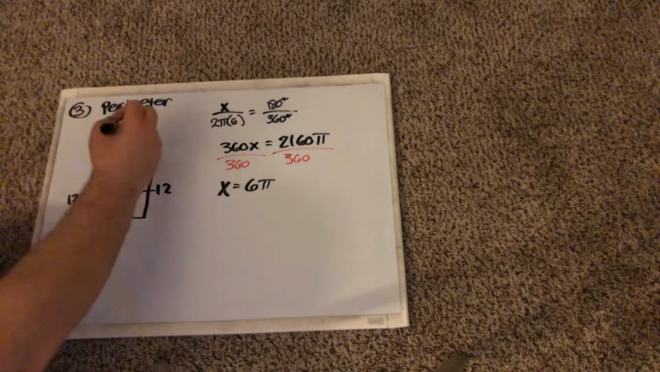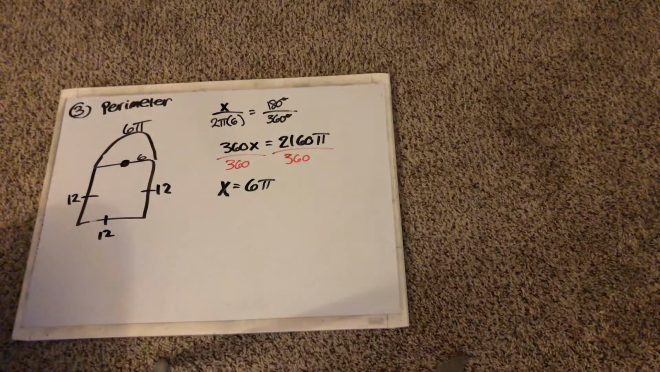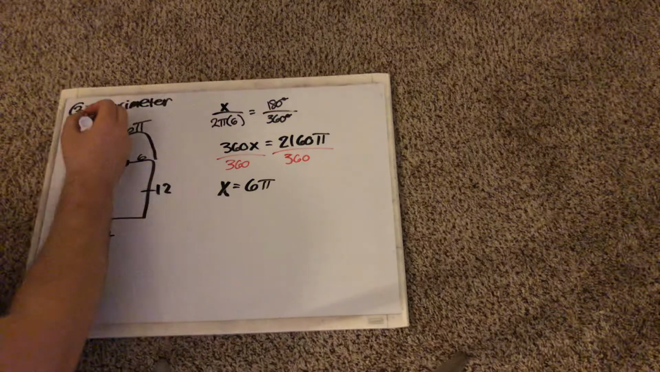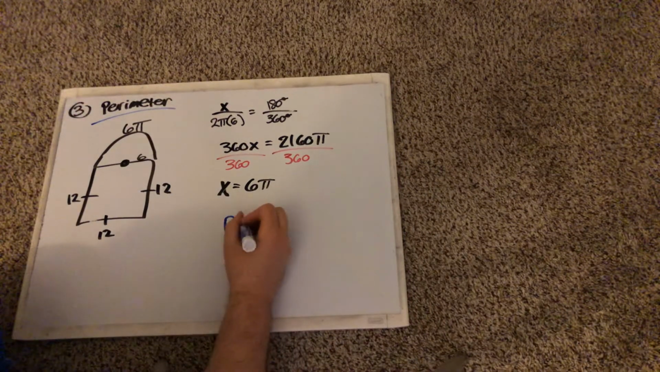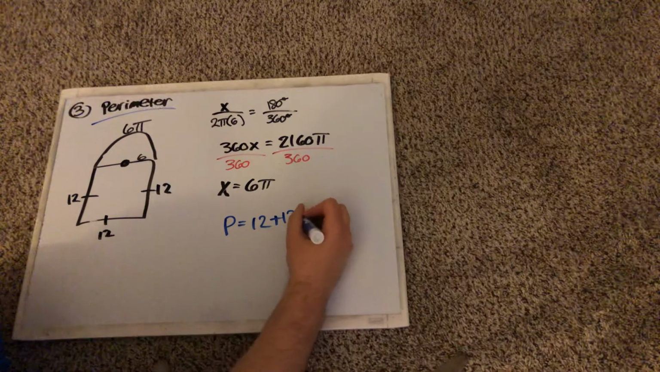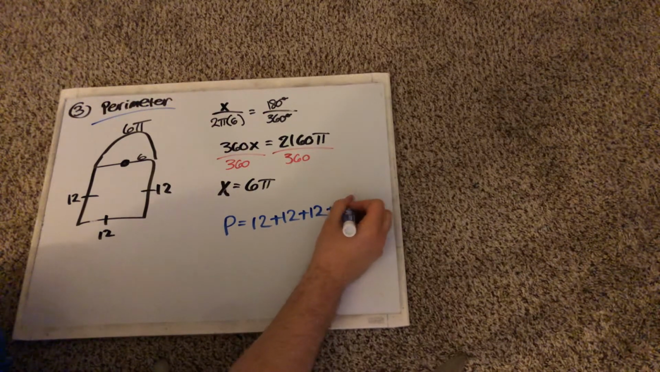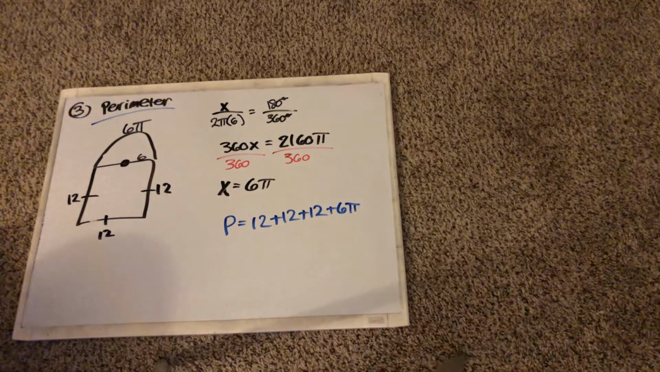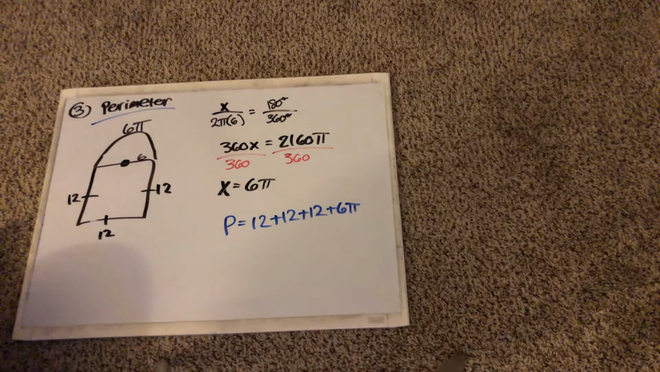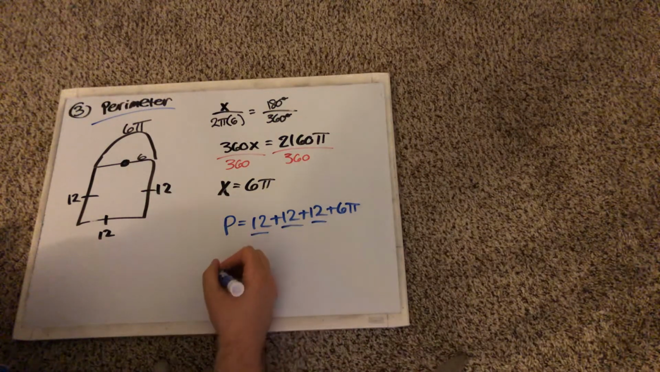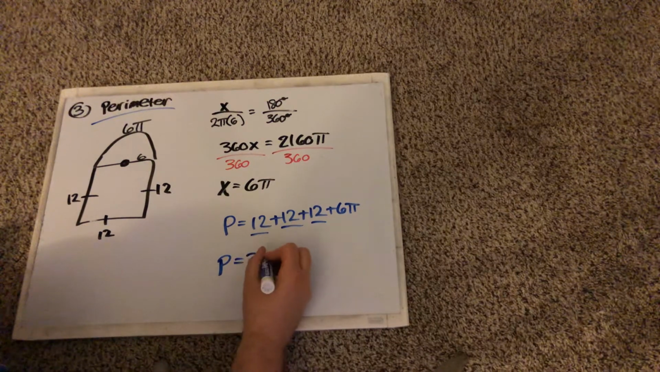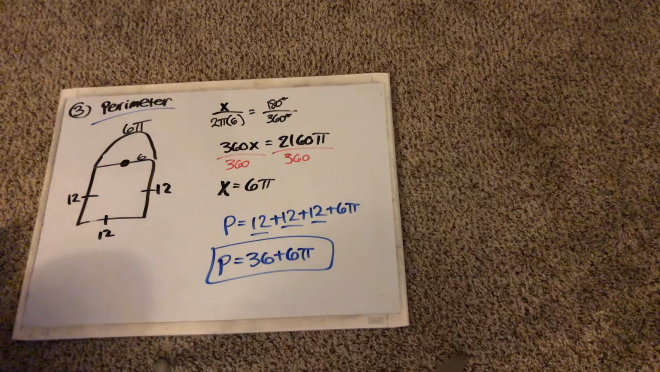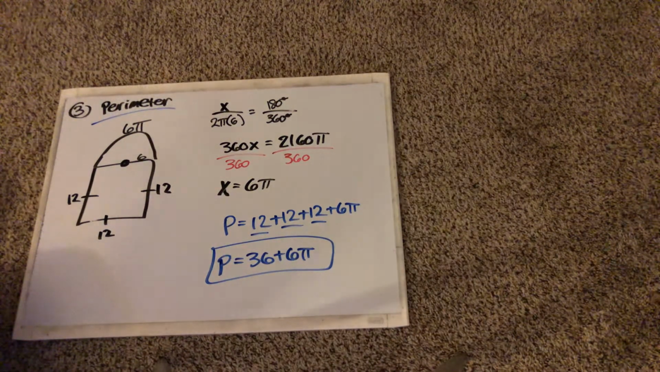So this up here is now 6 pi. But wait, we're not done because the directions say we gotta find the whole perimeter of this thing. Well, the perimeter is 12 plus 12 plus 12 plus 6 pi. Now, 12 and 6 pi are not the same. They're not like terms. Like you wouldn't add 12 and 6x because they're not exactly the same. Combine like terms. So the perimeter is 36 plus 6 pi. And we're good. That was it for number 3.